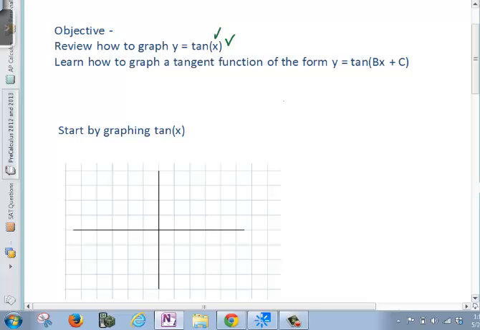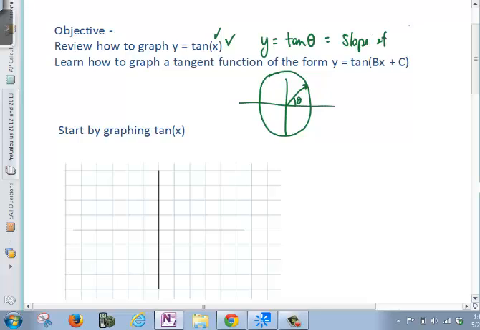And one of the things we want to remind you of is if we were studying the unit circle or we were looking at an angle as it goes around a circle, the angle theta, the tangent ratio, if you have y equals tan of theta or tan of x, can also be thought of as being the slope of the terminal side of an angle in standard position.